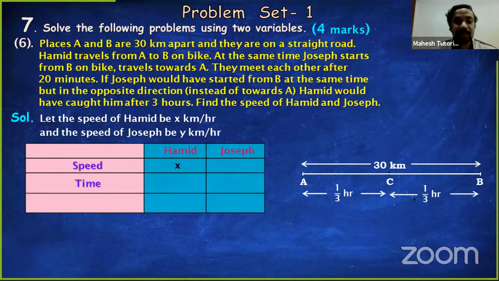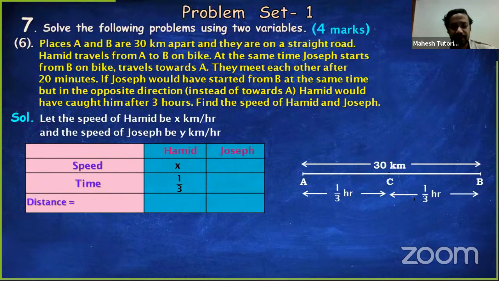Moving further, time. Now students, tell me, in the diagrammatic representation, can you all tell me, for Hamid to go from A to C, what is the time that he has taken? Absolutely correct, 1 upon 3 hour. So in that case, Hamid's time would be 1 upon 3 hours. Speed is done, time is done. Now we are left with distance, students.